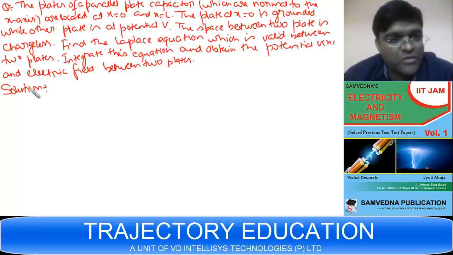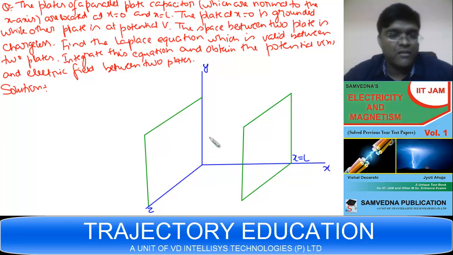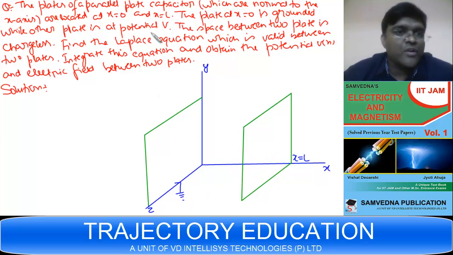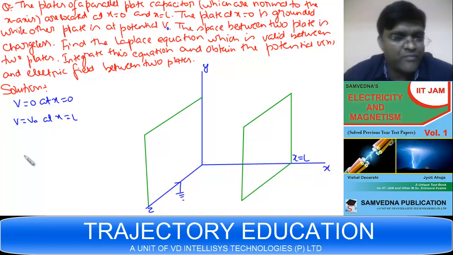We have to solve this. Let me draw these plates. This is at x equal to 0, this is at x equal to L, and between the two plates the region is vacuum. The potential at this plate is 0, this is grounded, and here the potential is V. Let's call it V naught. So the potential distribution is V equals 0 at x equal to 0, and V equals V naught at x equal to L.